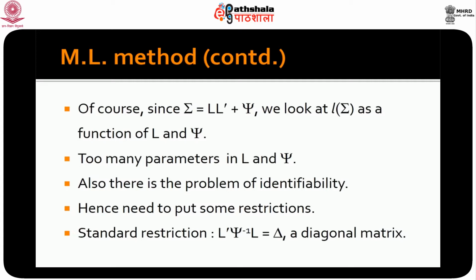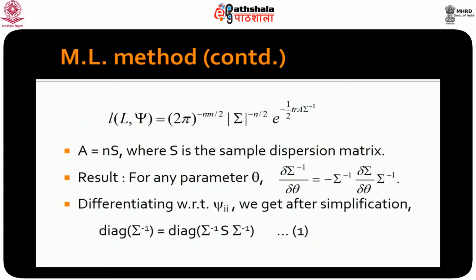a diagonal matrix. Now having put this, we find that we can write the likelihood in terms of mu hat and sigma as twice pi to the power of minus mn by 2, sigma to the power of minus n by 2, e to the power of minus half. And if you take the trace of this, we can write this as trace of A into sigma inverse, where A is n times the sample variance covariance matrix. So we can write it in terms of the sample covariance matrix.